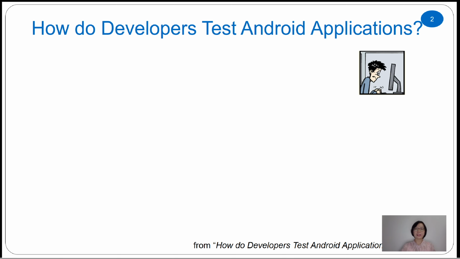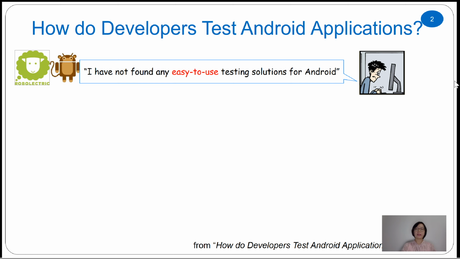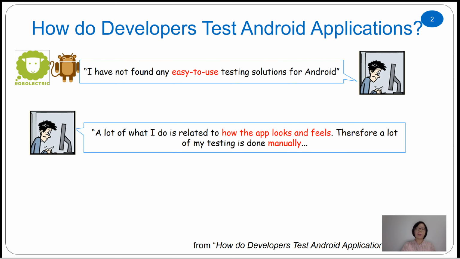I want to start this presentation with the motivation. There is a study that aims to answer the question, how do developers test Android apps? One developer says that they have not actually found any easy-to-use testing solutions for Android, while another developer admits that a lot of what they are doing is related to how the app is looking and also feeling. Therefore, a lot of testing is done manually.